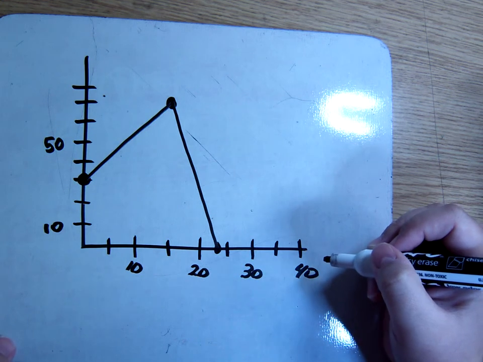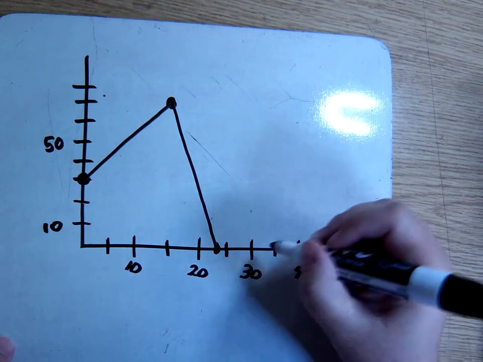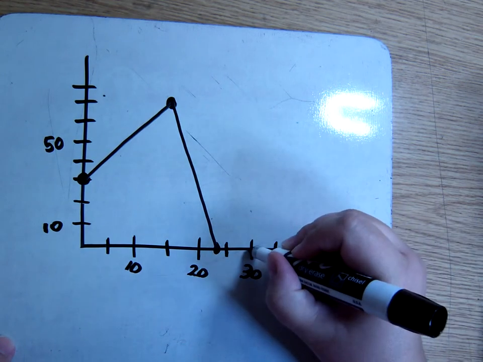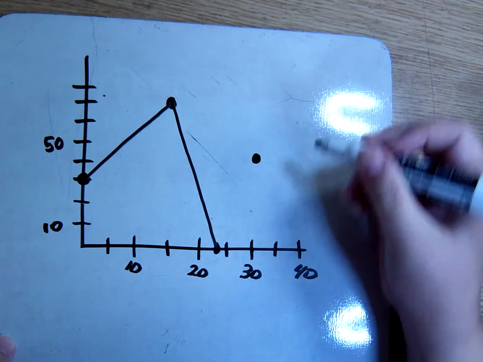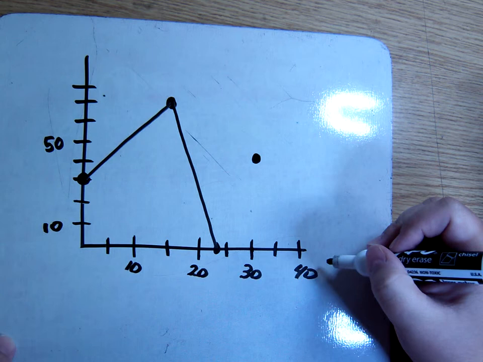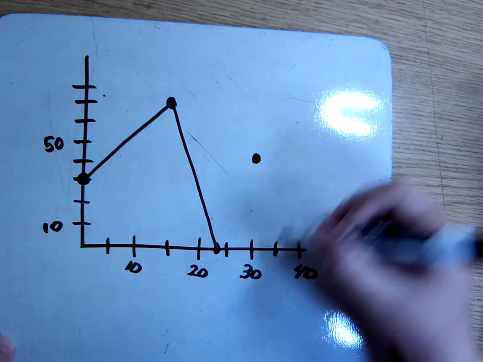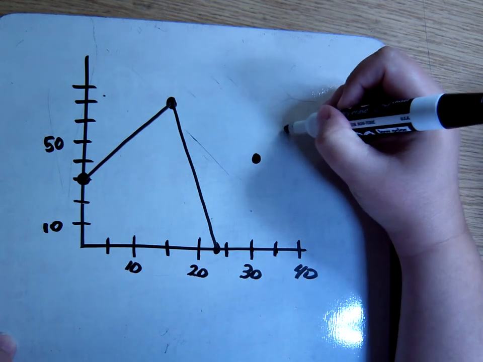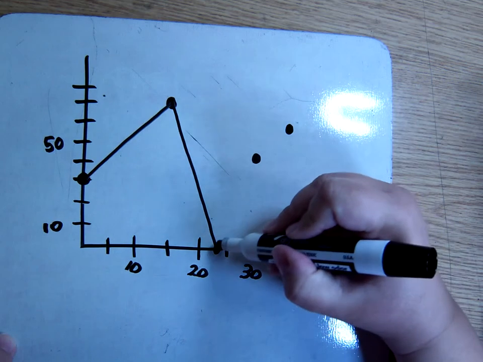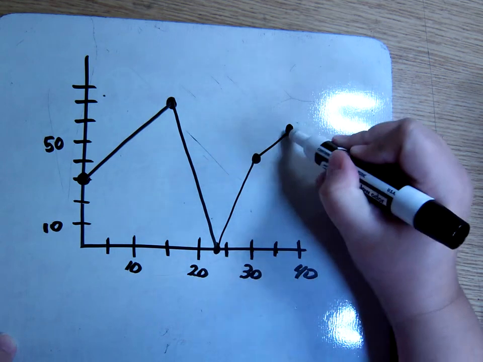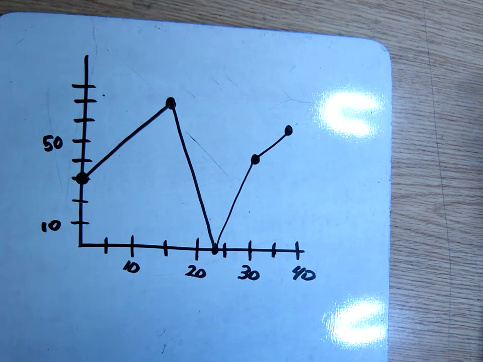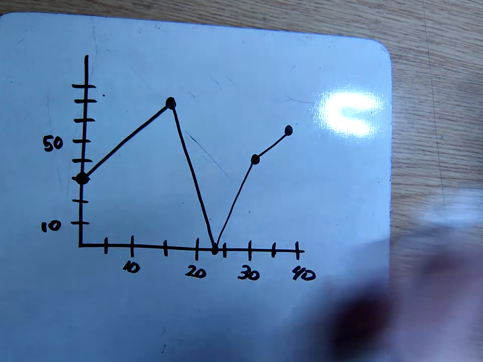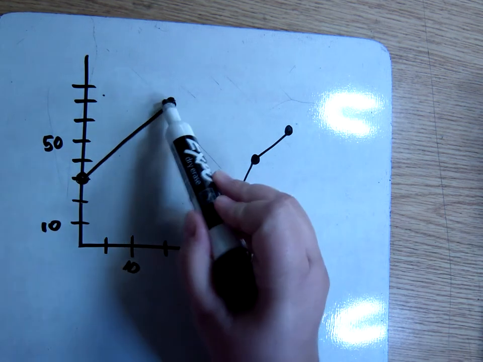Okay. Then when the time is 30, the distance is 45. And when the time is 35, the distance is 60. So yes, I did say it was discrete, but we're going to actually be looking at these rates of change, so I'm going to go ahead and connect them. It really doesn't matter whether you consider it continuous or discrete, as long as you know that you're looking for rates of change. So I went ahead and connected them.